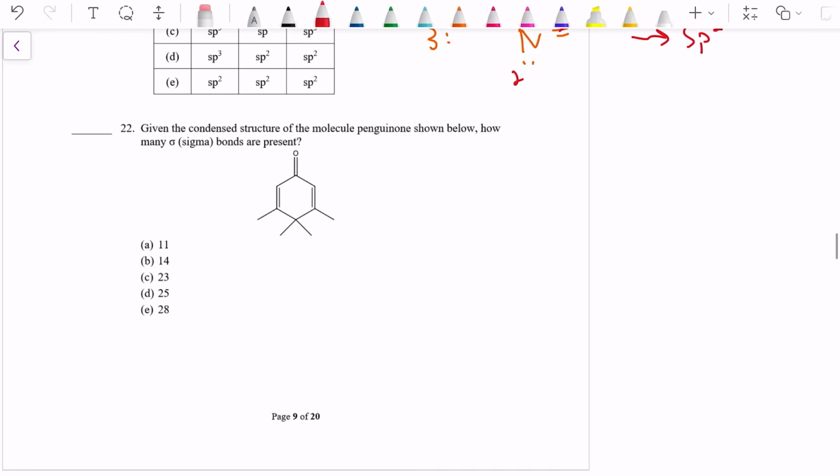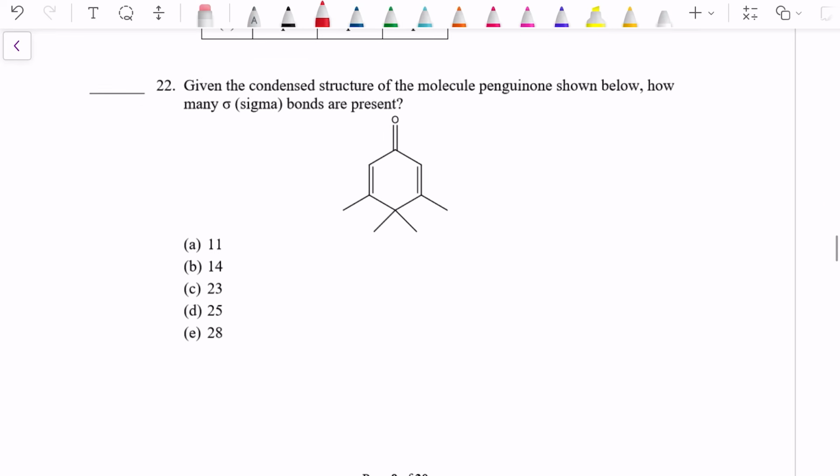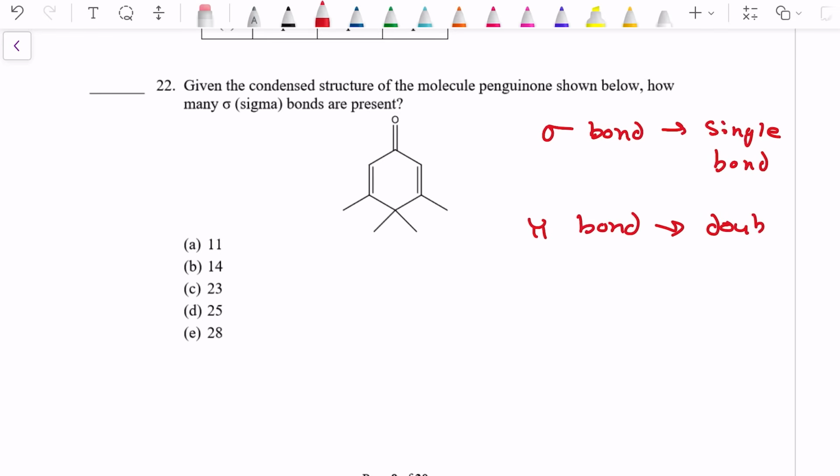So 21b. 22. Given the condensed structure of the molecule penguin shown below, how many sigma bonds are present? So a sigma bond is a single bond, and a pi bond is the double bond. So like that's a pi bond, that's a pi bond, that's a pi bond. Everything else would be sigma bonds. Okay. They want to know how many sigma bonds are present.